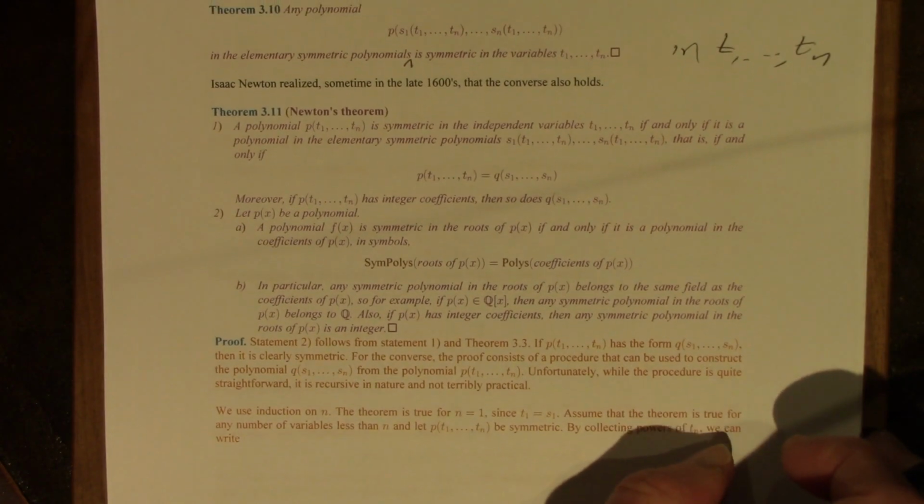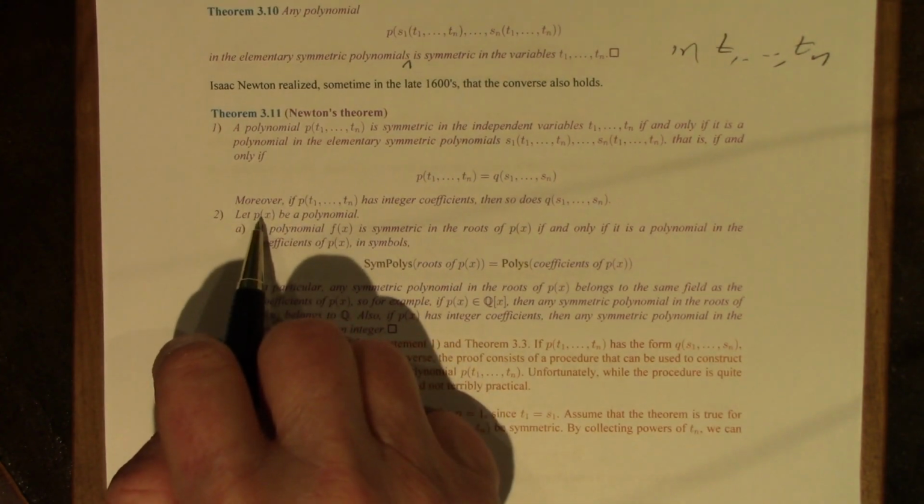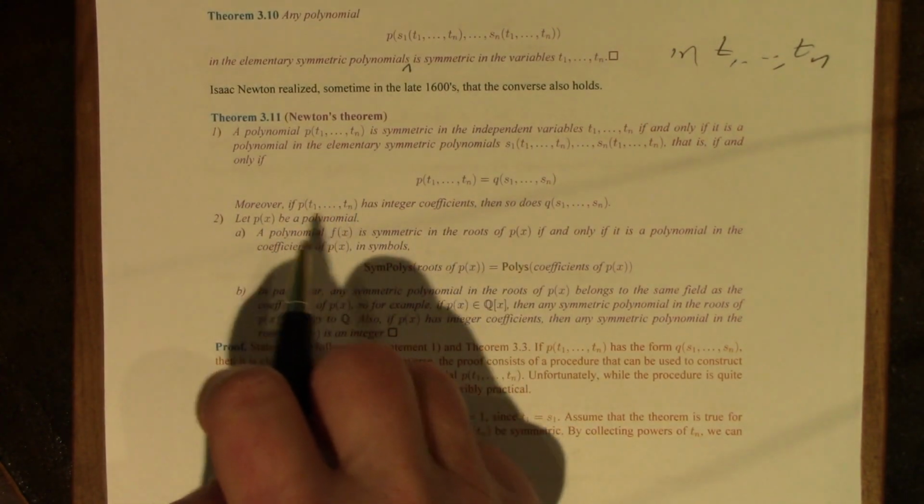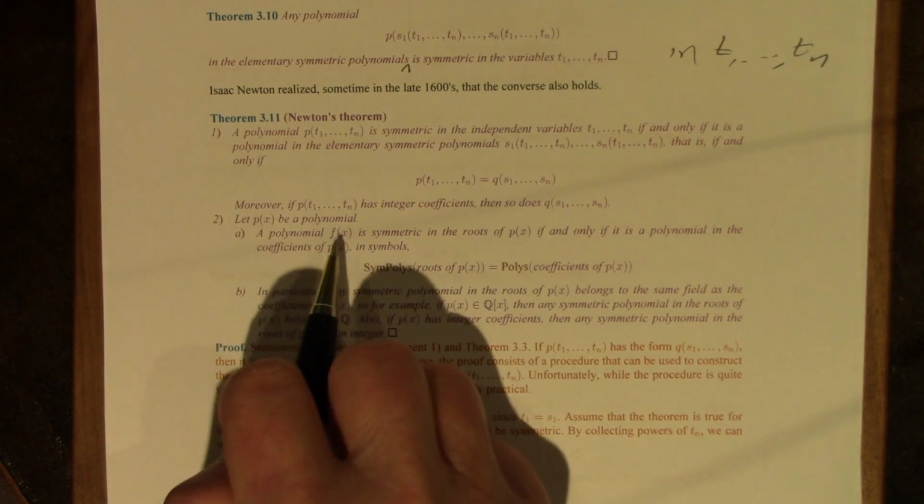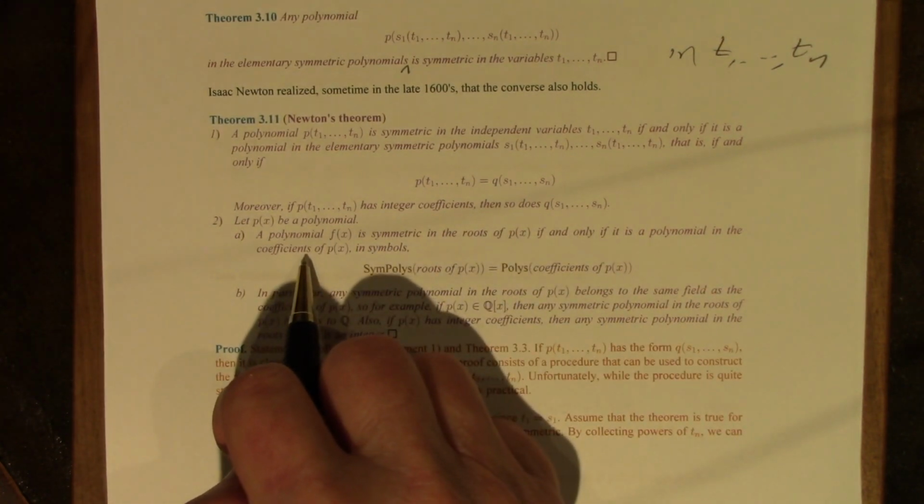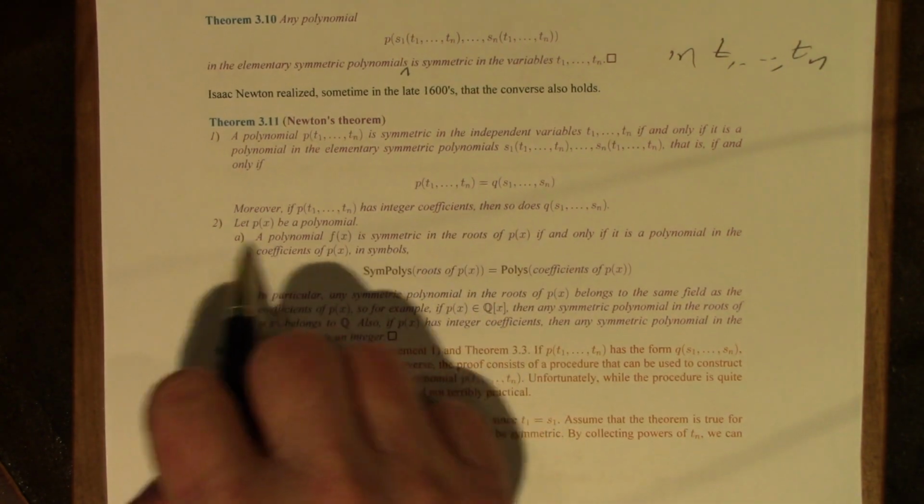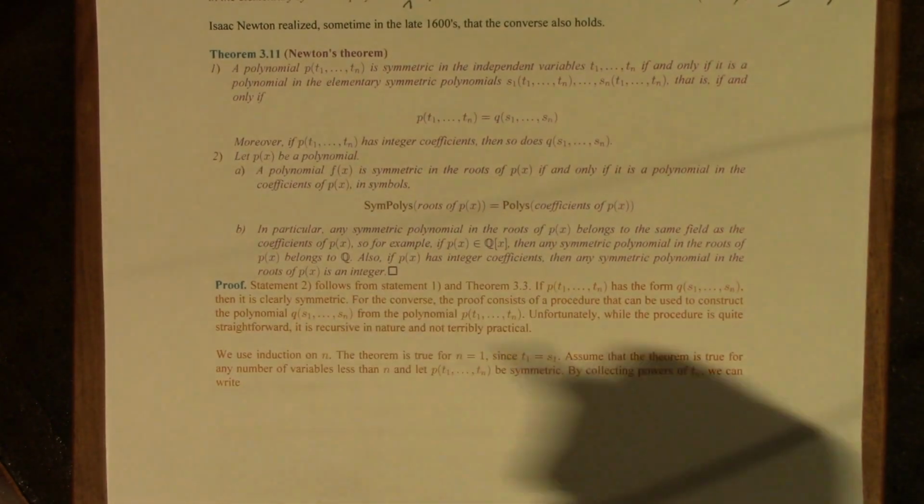Now, it's a consequence of this fact that the following holds. Let p of x be a polynomial. A polynomial f of x is symmetric in the roots of p of x if and only if it's a polynomial in the coefficients of p of x. What's the relationship between roots and coefficients? Well, the roots are the variables, the coefficients are the elementary symmetric polynomials in those variables. So this part 2a is just a translation of this into a specific context of roots and coefficients.